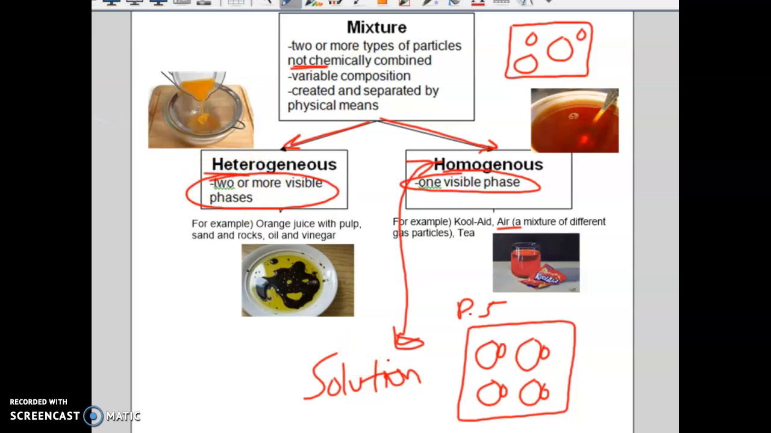Heterogeneous is where you can see a difference in the phases, so two or more. Some examples, right? Oil and vinegar, we can see the oil part, we can see the vinegar part, sand and rocks mixed together, orange juice with pulp, so we can see the pulp portion and then the juice portion, looking at a whole bunch of different things. Salt and pepper, right? You can see the salt particles and the pepper particles. When you can see a difference, it's a heterogeneous mixture. When you cannot see a difference, it's a homogeneous mixture or solution.